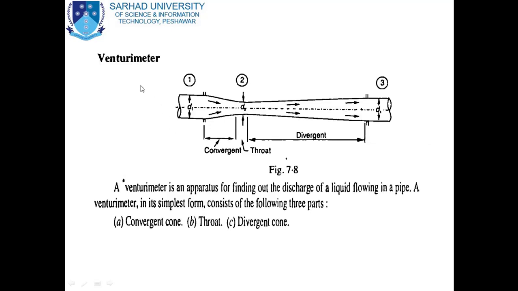So coming to Venturimeter, a Venturimeter is an apparatus for finding out the discharge of a liquid flowing in a pipe. A Venturimeter in its simplest form consists of the following three parts. The first part is known as the Convergent Cone, the second one is the throat, and the third one is the Divergent Cone. So the Venturimeter consists of these three parts.